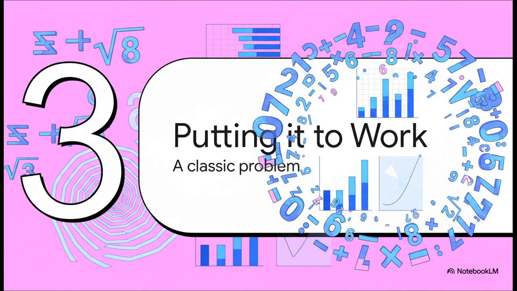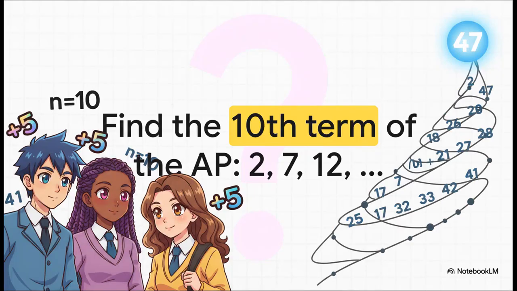Okay, the theory is great, but let's see this formula in action. It's time to actually put it to the test with a classic math problem. Here is a typical exam-style question. You have an arithmetic progression that goes 2, 7, 12, and so on. The goal is simple: find the 10th number in this list.